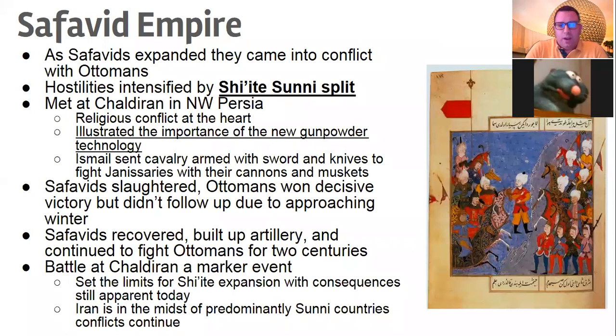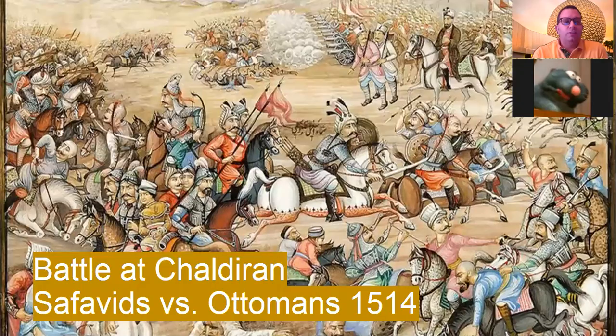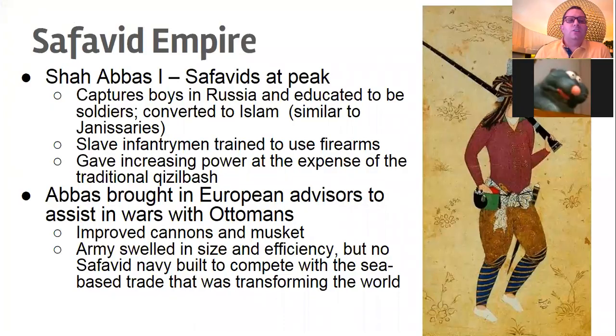The Safavids recover, and they do continue to fight the Ottomans on and off for a couple of centuries after this. And in fact, the conflict between these groups of people, even today, still continues, because it's not so much an empire conflict. It's now a conflict between Sunnis and Shia. So it's two completely different things. But that conflict between these religious groups continues even today.